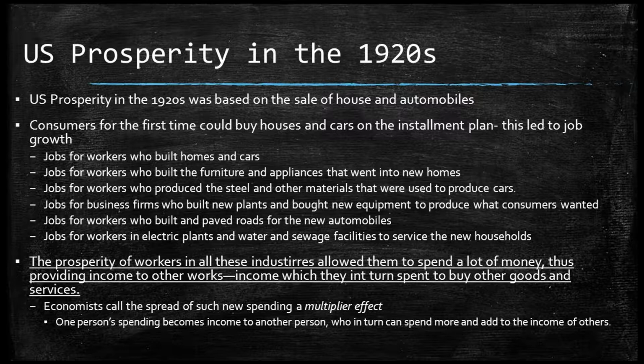All of this prosperity and all of these jobs were coming from what we would refer to as the multiplier effect. The prosperity of workers in all these industries allowed them to spend a lot of money. They're going to provide income for other jobs and for other workers, income which they would turn and spend to buy other goods and services. And again, economists call this spread of such new spending the multiplier effect. One person's spending becomes income to another person, who in turn can spend more and add to the income of others.